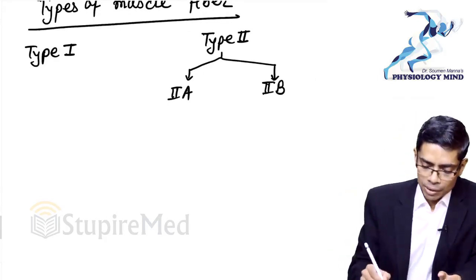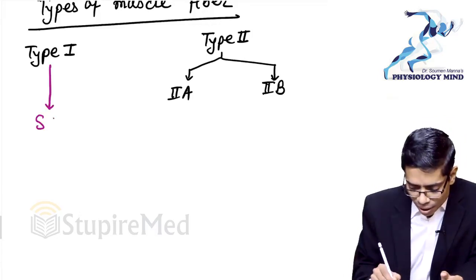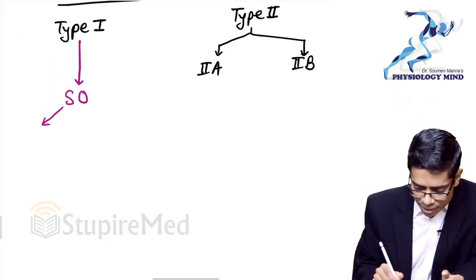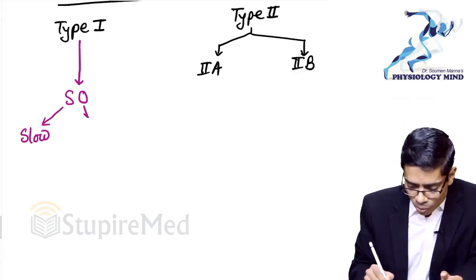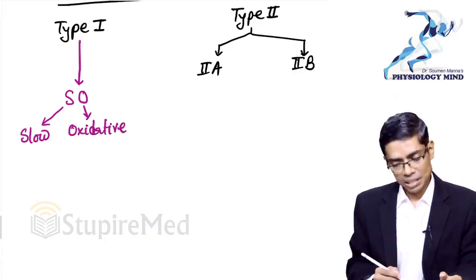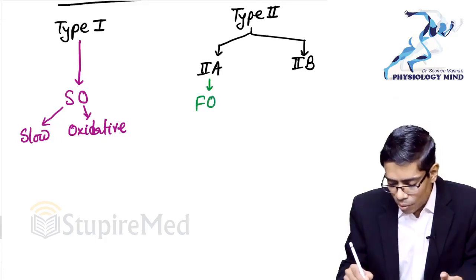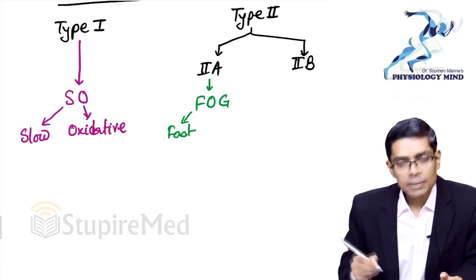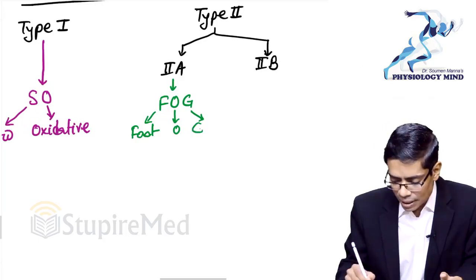Now remember like this: type 1 muscle fibers are SO type. S stands for slow muscle fiber, and O stands for oxidative. Metabolism of the muscle is oxidative type. Type 2, remember like this, they are FOG. F stands for fast, O stands for oxidative, and G stands for glycolytic.